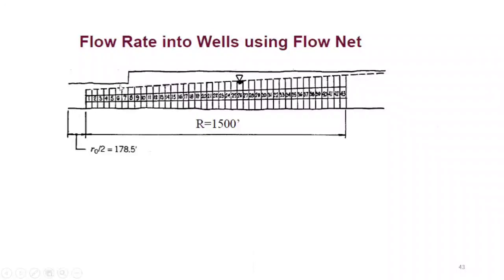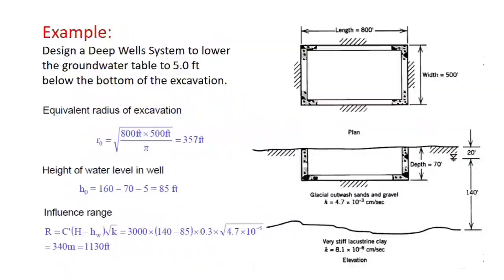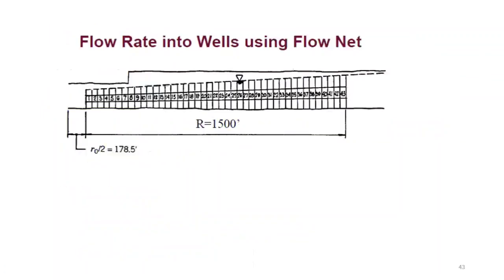You can see that this is the center of the well, of course an imaginary well at the center of the excavation, whose radius you already know is 375, I guess. Yeah, 357. Yeah, 357 feet. Okay, so half of it is 178.5. So what we have done over here, you know that it's a symmetrical situation. So they have drawn a flow net only for half part of it.